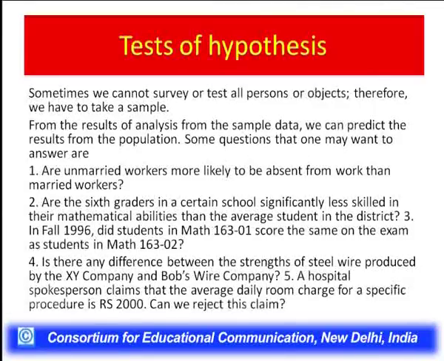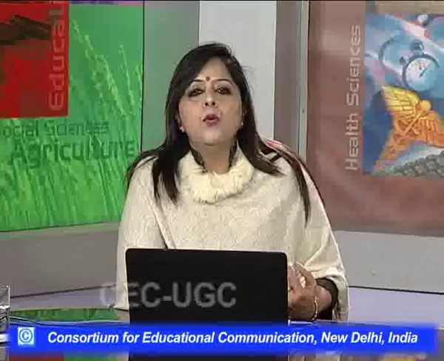Fifth, a hospital spokesman claims that an average daily room charge for a specific procedure is rupees 2000. Now, these are the statements which we are trying to prove, and the orientation is whether these statements are correct or not. So, these are the assumptions which we start with, calling them the hypothesis. These things we have to prove: whether what we are claiming, what we are assuming, is correct or not.